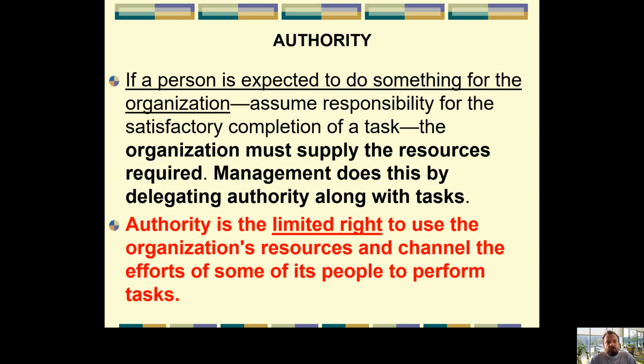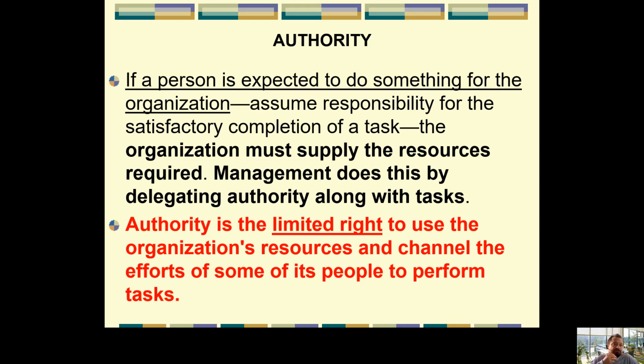The next term is authority. Authority is the limited right to use the organization's resources to perform some task. If you ask your secretary to print the contract, it means that you should support her with a computer and with a printer. And it is your authority to use it to perform your obligations.